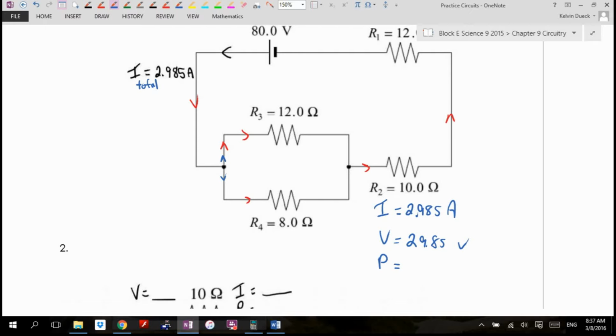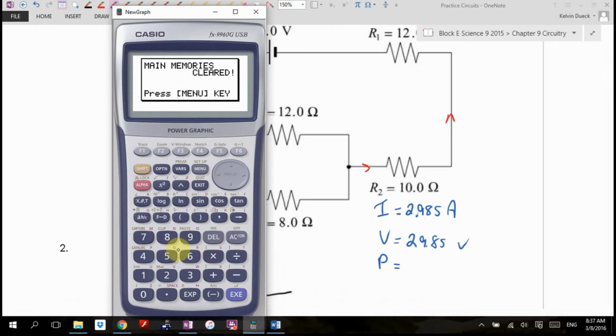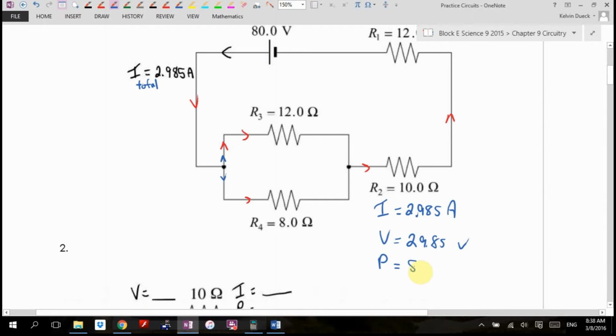How many watts in R2? How can I figure it out? V times I would work. Or I could have actually gone I squared R, and I didn't even need to, if they had just said find the power, I could have quit. V times I, so it's going to be 29.85 times 2.985. That's an 89 watt bulb, 89.1 watts of power.